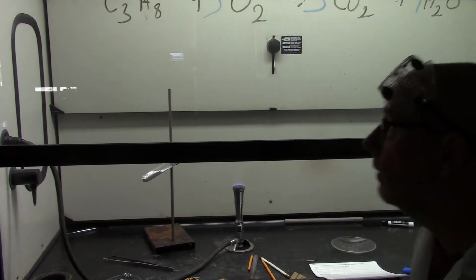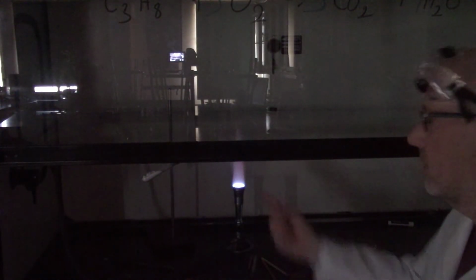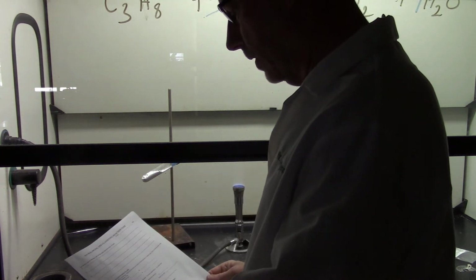Combustion reactions give off light and heat. So there you go. You can see the light. Yay, that's a winner. And if I put my hand there, it's hot. So there's your four hints that let us know that this is a combustion reaction.